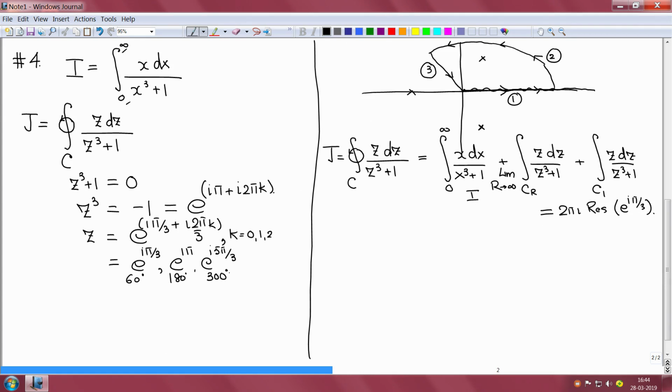Now straight away, by using the degree of polynomials theorem, I have a numerator polynomial of degree 1 and a denominator of degree 3, so there is a difference of degree at least 2. So the arc integral goes to 0 as R tends to infinity. I am left with 2 pieces. One piece is my I, and the other piece is along a straight line, z dz over z cube plus 1. That is equal to the residue.